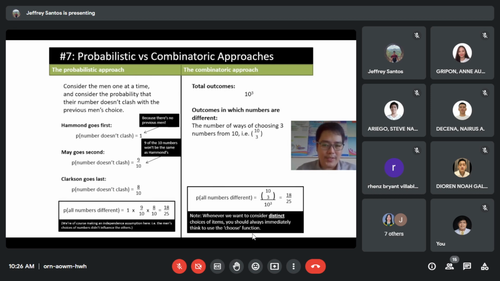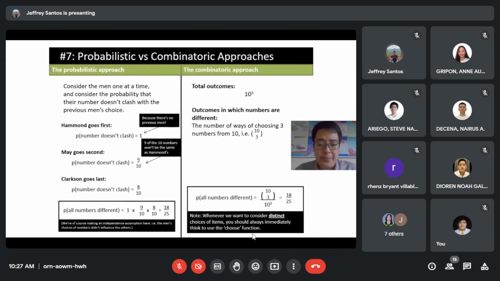Hammond goes first. So the probability that the number doesn't clash will be equal to 1, since he is the very first one to draw. Tama ba? Because there's no previous man. But May goes second, so the probability that the number doesn't clash, since there are 10 numbers and one has been taken, is 90% left. And if Clarkson goes last, the probability that the number doesn't clash should be lessened by another 10%. So it becomes 8 over 10.